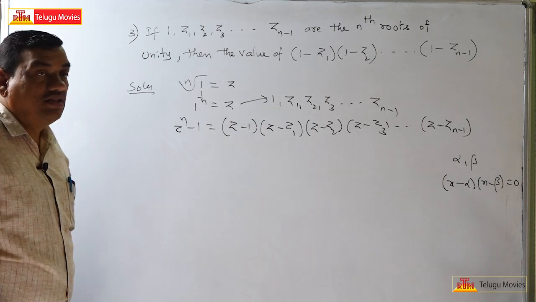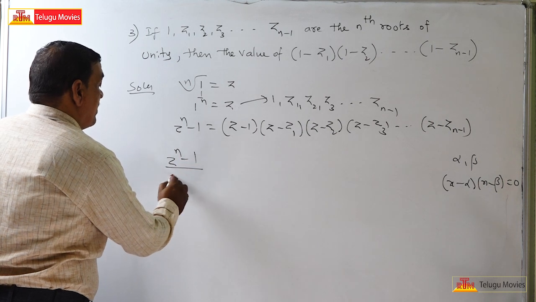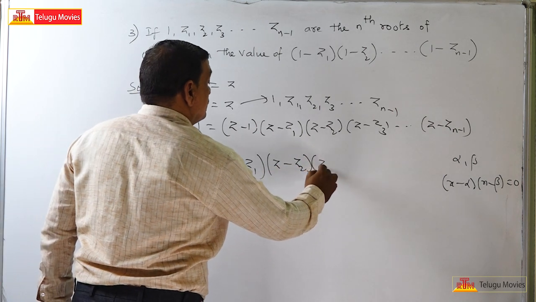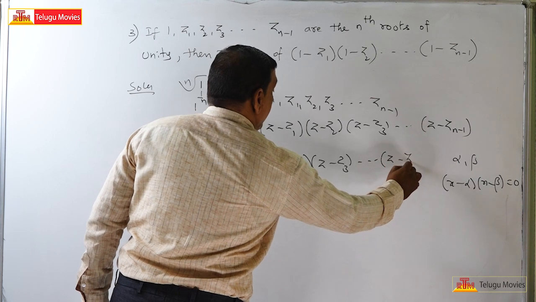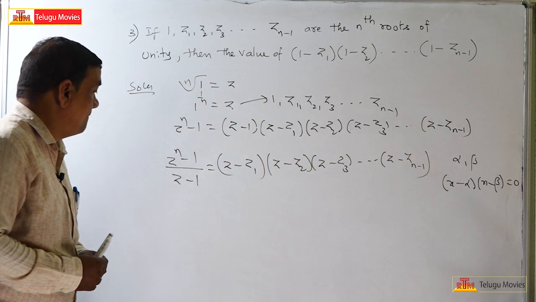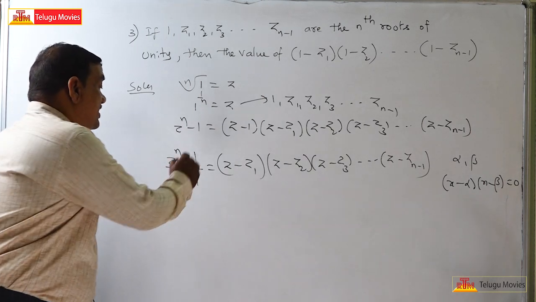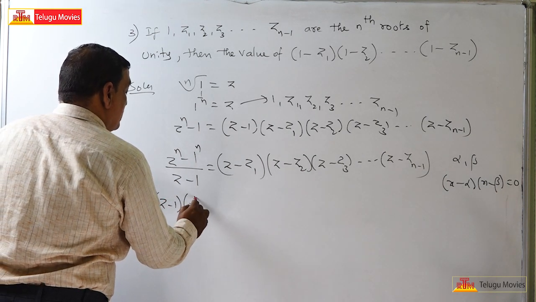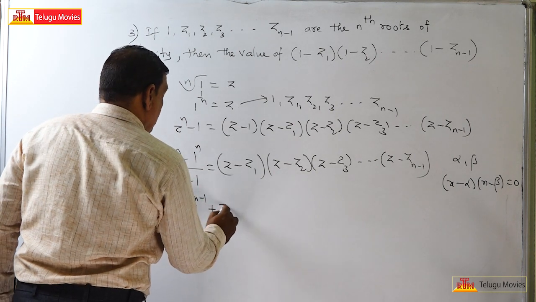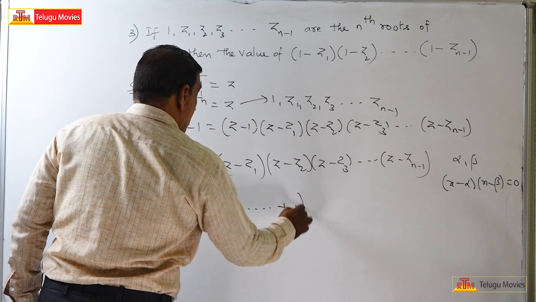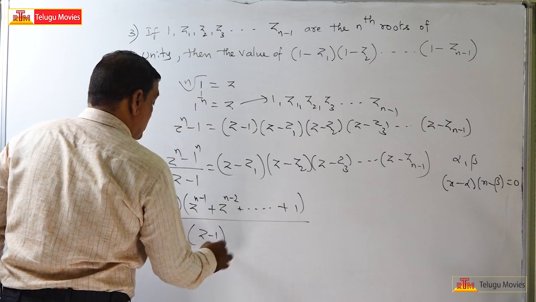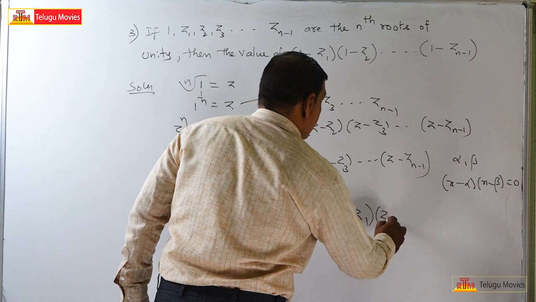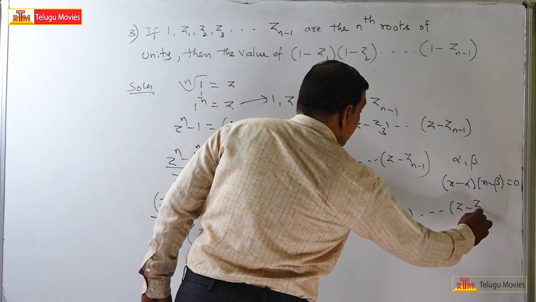So bring this z minus 1 to this side. So z power n minus 1 by z minus 1 is equal to z minus z1, z minus z2, z minus z3, so on, z minus z n minus 1. Okay, now what is the z power n minus 1 expansion? Definitely the first factor will be z minus 1 into z power n minus 1 plus z power n minus 2 plus so on, the last term being 1, divided by z minus 1. This is equal to z minus 1, z minus z2, so on, z minus z n minus 1.